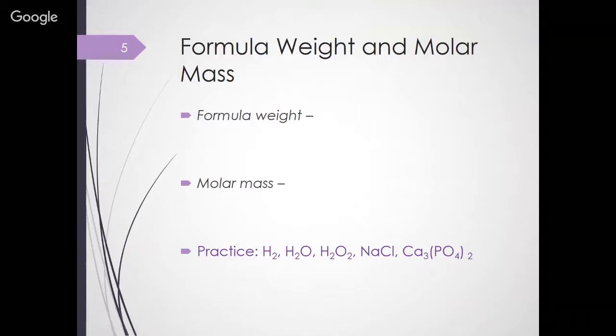So this means I look up the mass: 3 times calcium, 2 times phosphorus, and 8 times oxygen. The mass of calcium is 40.08, multiply by 3. Add that to 2 times 30.97 for phosphorus, and then add that to 8 times 16 for oxygen. The total then is 310.18. The units for all of these are grams per mole. So 2.02 grams per mole, 18.02 grams per mole, et cetera, et cetera.